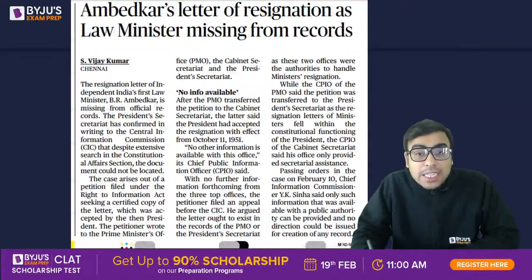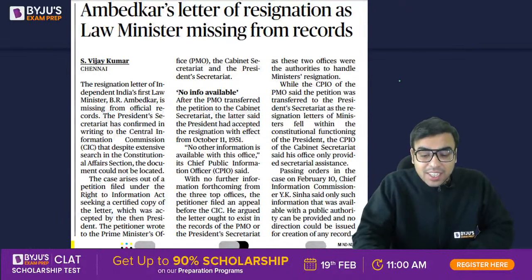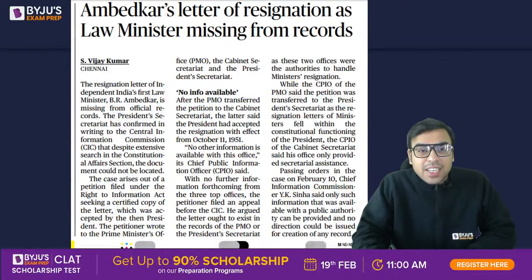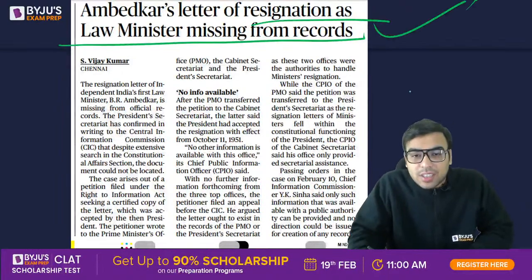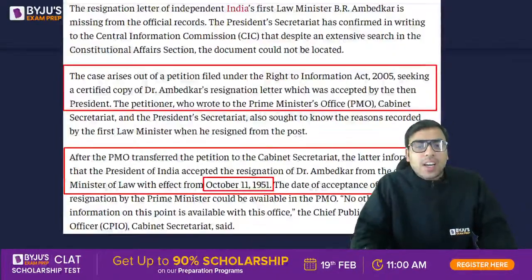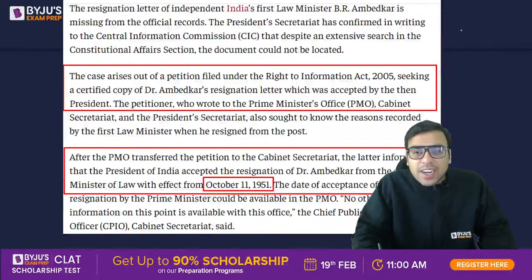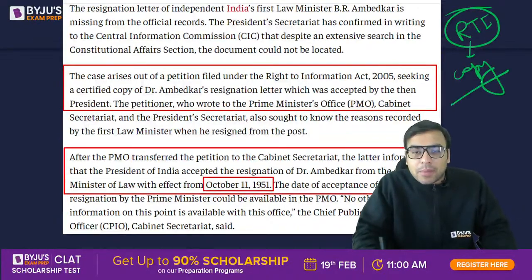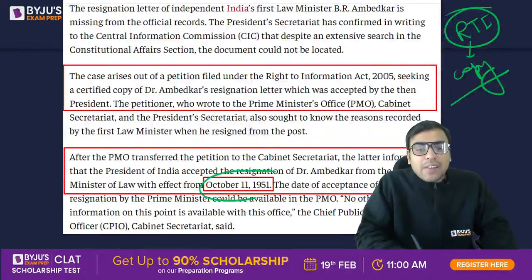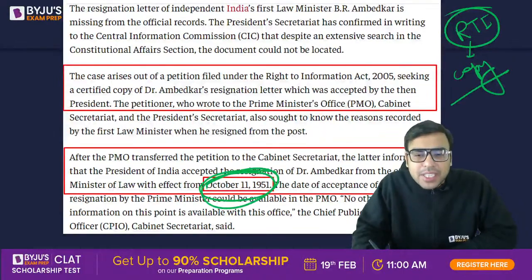First page में एक और article थी. This was actually quite interesting, and this says कि Ambedkar's letter of resignation as law minister missing from records. So actually, what happened was someone filed an RTI, right to information, and he or she wanted to get the copy of the resignation letter of Bhim Rao Ambedkar. Bhim Rao Ambedkar was the first law minister of India. But he resigned on 11th October 1951 because of some reason.